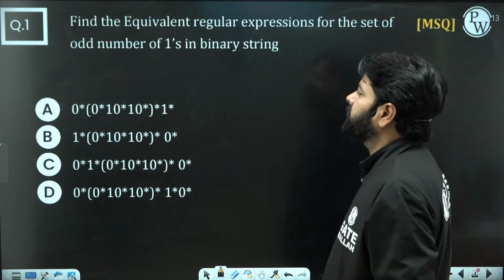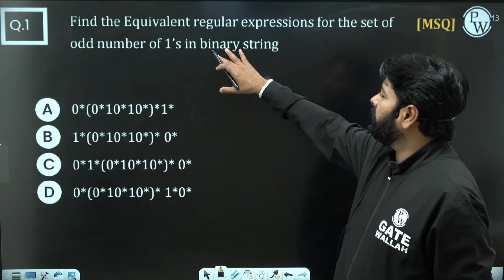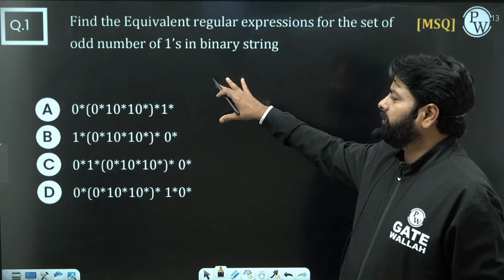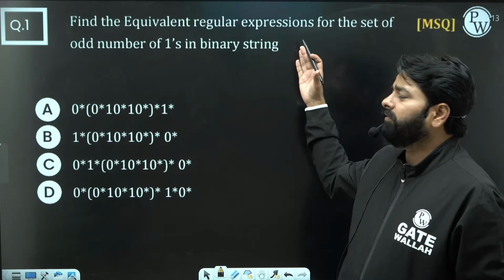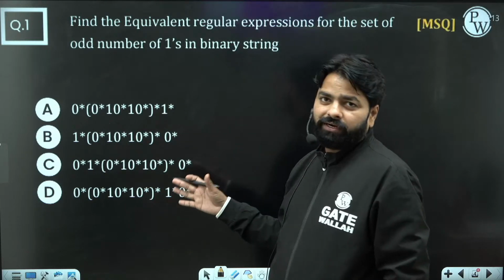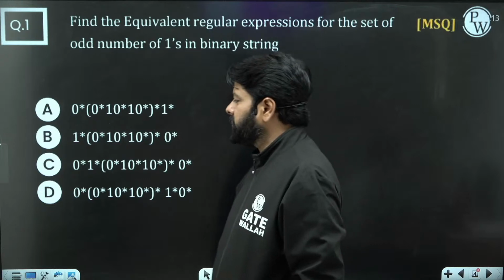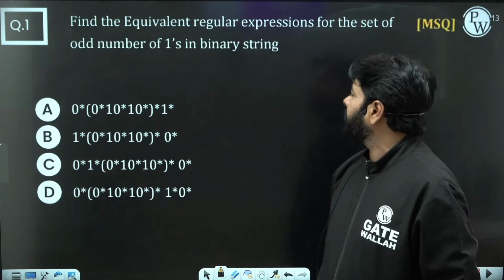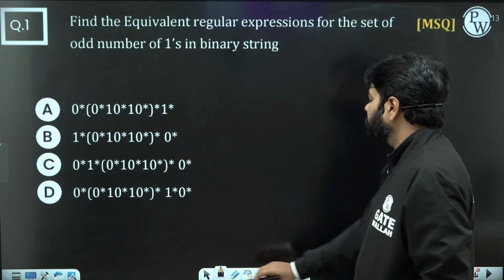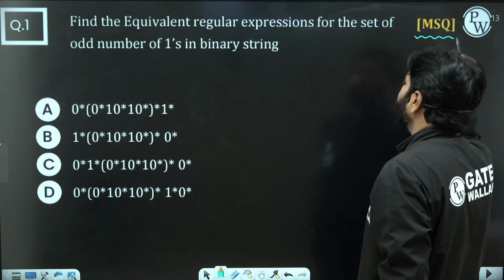The first question is something different. It's not the same as any other, which is odd number of ones. When you see the Super 30, I brought even number of ones, but these options are completely different. Now you need to identify the equivalent expressions for the odd number of ones. Can you identify which option is correct? Look at it, it is MSQ type. You should be very careful while answering.